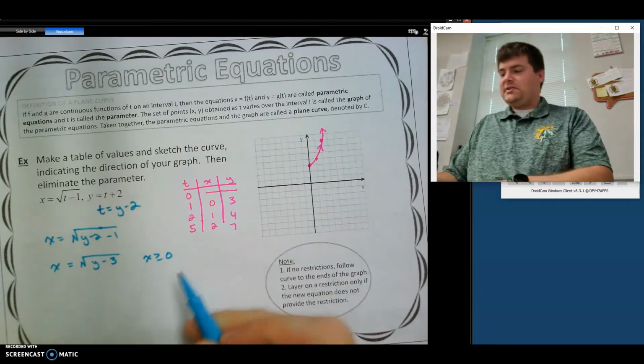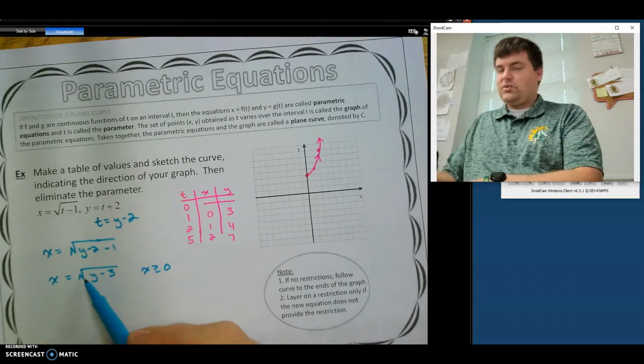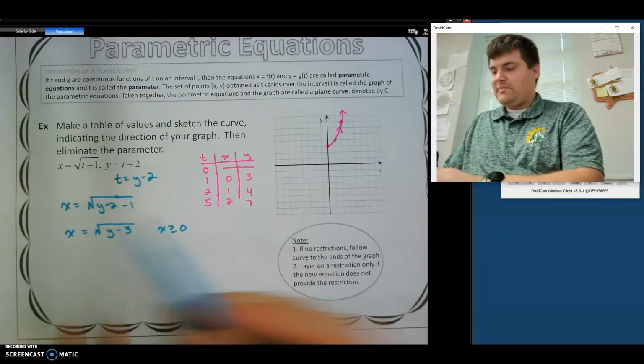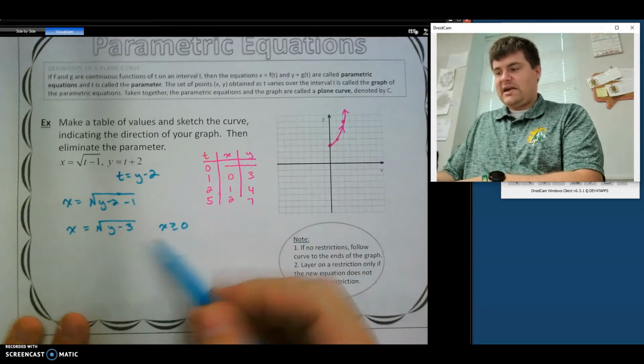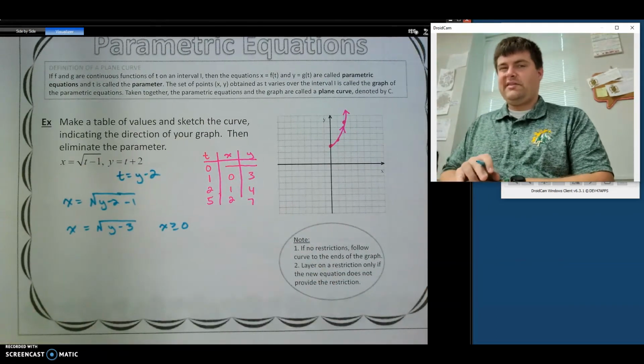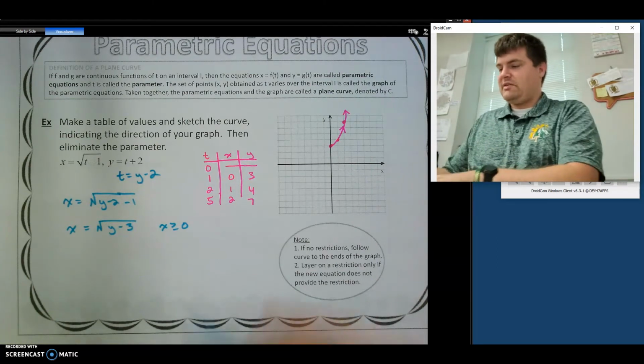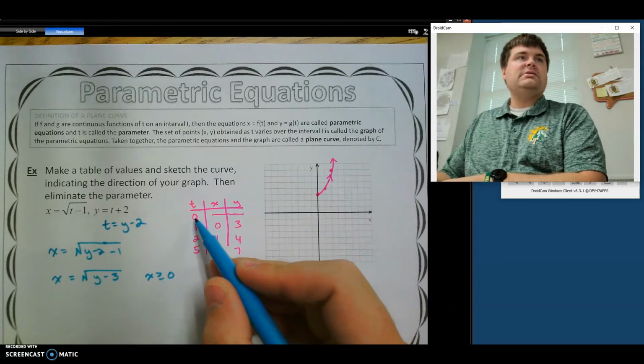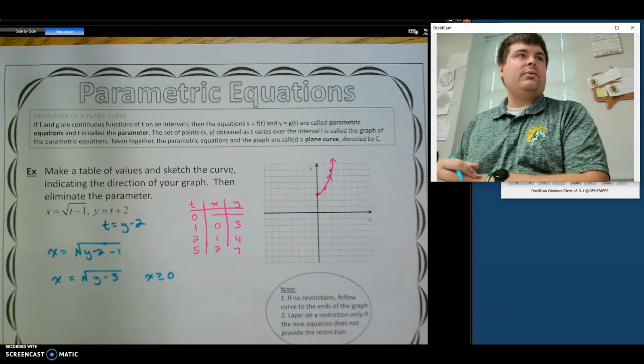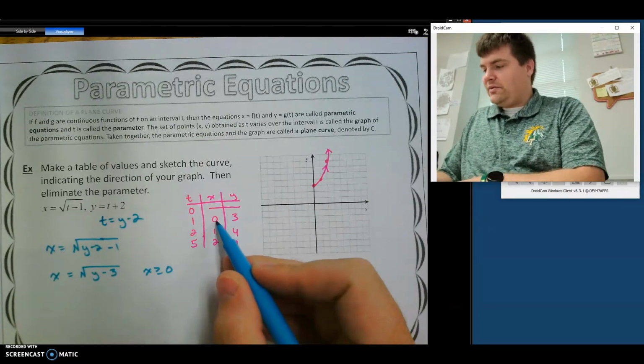X has to be bigger than or equal to 0. Since this is a square root, x can never be negative. So I'm going to add this little restriction right there, something that we're not really used to, but with parametrics, we're going to have to add some restrictions. Even in my table right here, you saw that 0 ain't going to work. When I plugged in 1, that was my lowest x value.